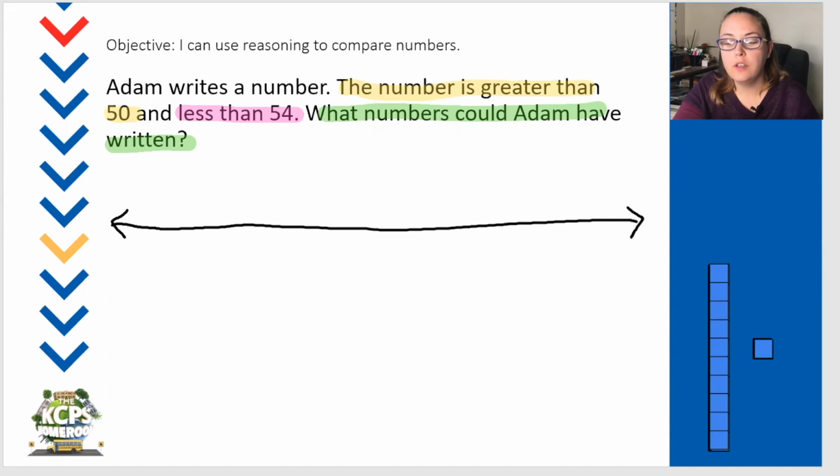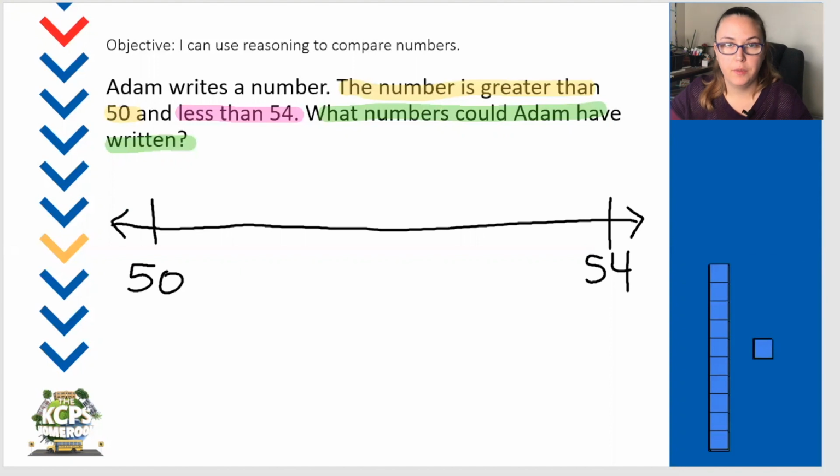And we know that the number is greater than 50. So the number on the left here, we can put as 50 because that's the smallest the number could be. It's definitely greater than 50. And then on the right side, we're going to put the number 54 because that's the largest the number could be. Now your job today is to tell me what numbers are between 50 and 54.